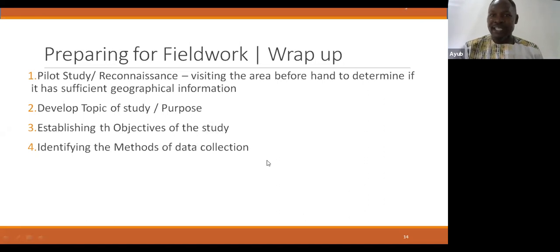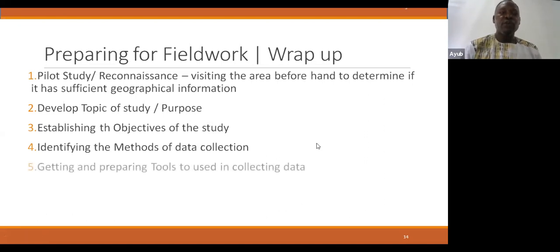So you must indicate clearly that you identified the methods that you are going to use to collect information. That is step number 4. It follows: you identify the topic first before you identify the method. Another one, you then identify the tools that you are going to use for study.